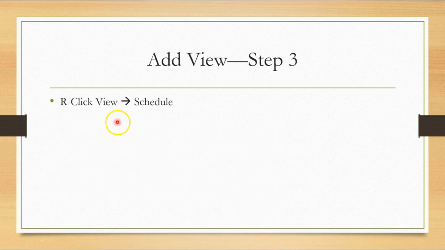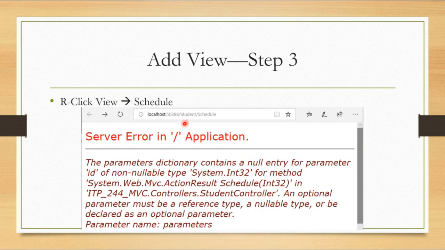Let's right-click on the view and click Schedule, the one we just added. And you'll notice we get some nasty looking code here. You can read all that if you want, but primarily what it's saying here, this is our URL. So we're going to this URL. We're saying student schedule. If you remember we had that ID in there. So it's looking for the ID, which we did not pass to it. So it's saying, I'm looking for an integer. You did not give me one. I'm going to throw some nasty looking stuff at you.